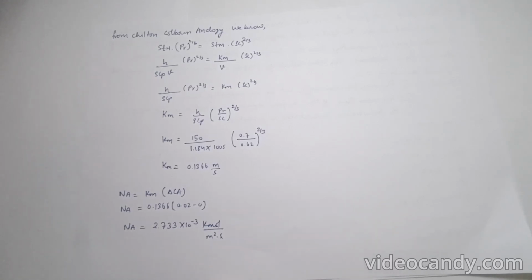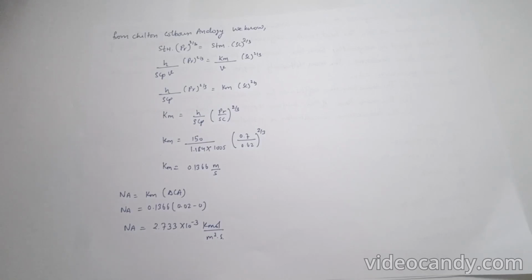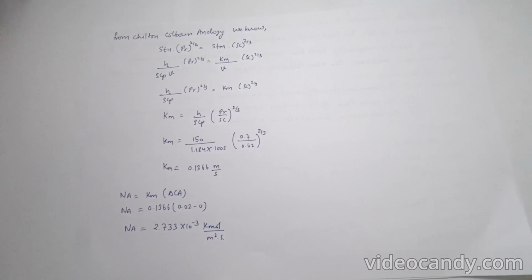Now we will move ahead to our second part of the problem, which is calculating the mass flux. In the second part, we have already been given the concentration near the plate and at the bulk: the concentration near the plate is 0.02 kilomole per meter cube, and at the bulk it is 0. So we will use the relation of Na is equal to mass transfer coefficient into the difference in concentration, the Ca at the surface minus the Ca at the bulk.